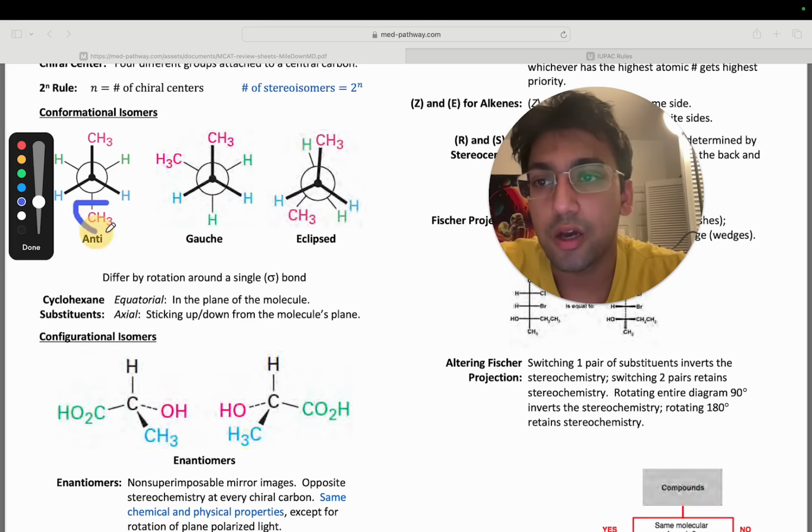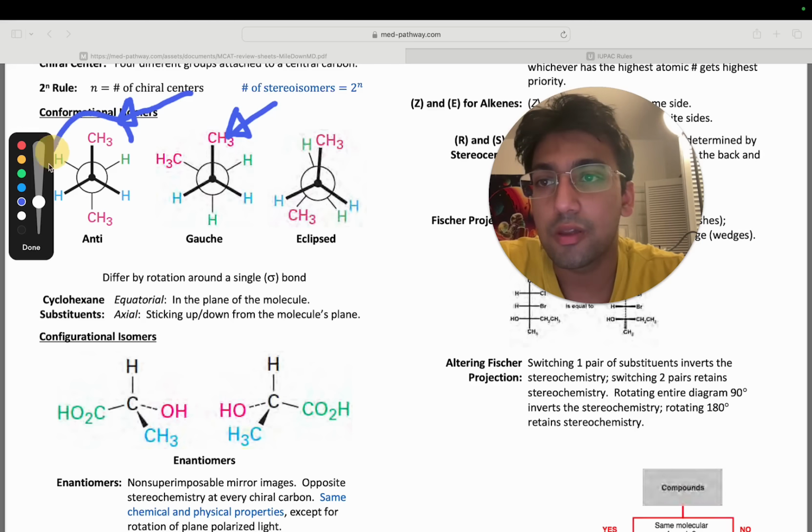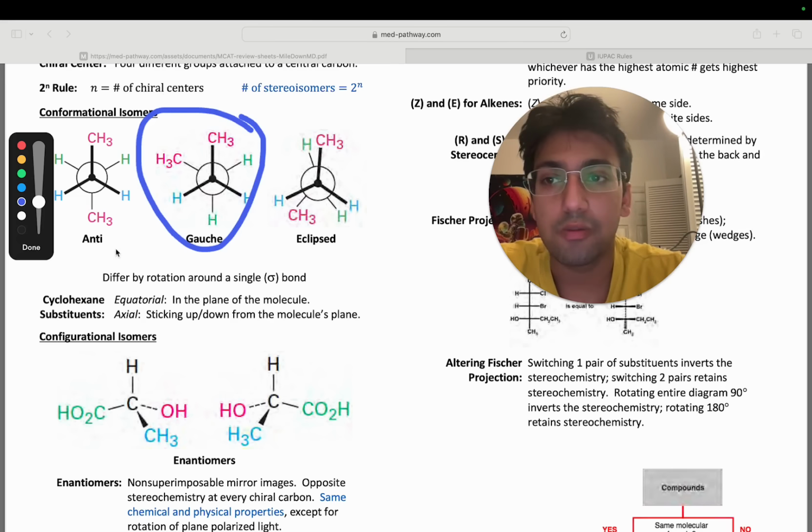Okay, anti is when you have those two bulky substituent groups on the opposite side of each other. And if you had to guess, would this be more or less stable than something like this? Hopefully you're thinking, okay, this is probably going to be a little bit more stable because these bulky groups are away from each other. The closer they are to each other, the more they repel each other, they don't like to occupy that same space. So something like gauche is going to be more unstable than something like anti. Okay, so that's how you think about conformational isomers.